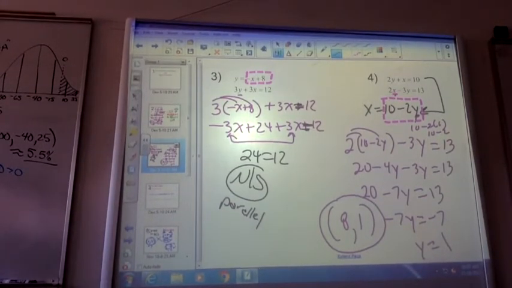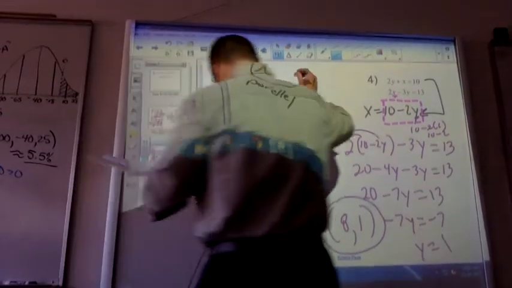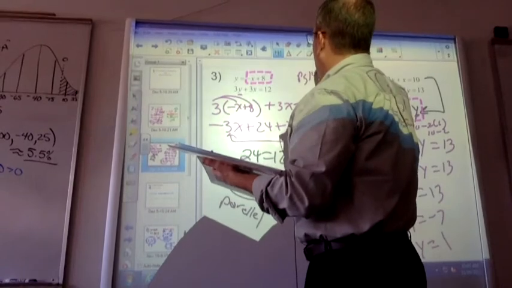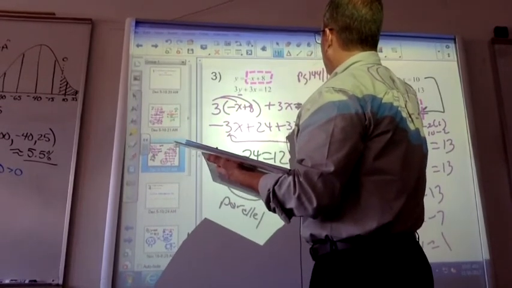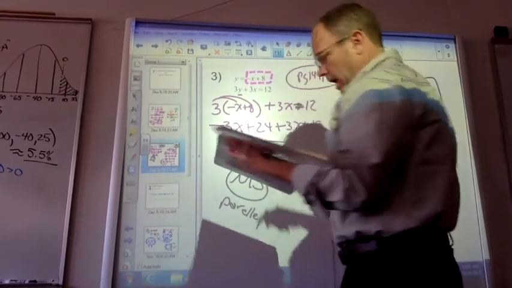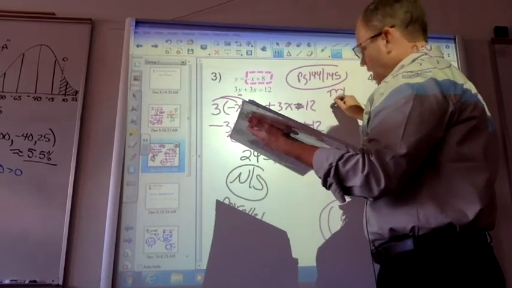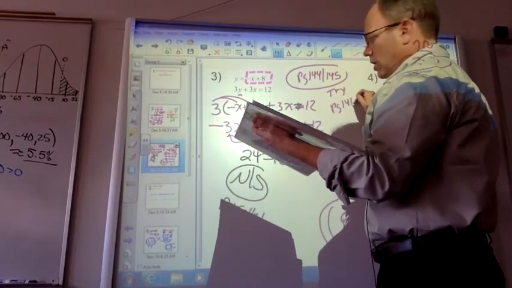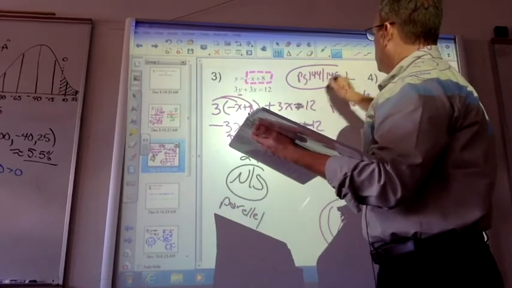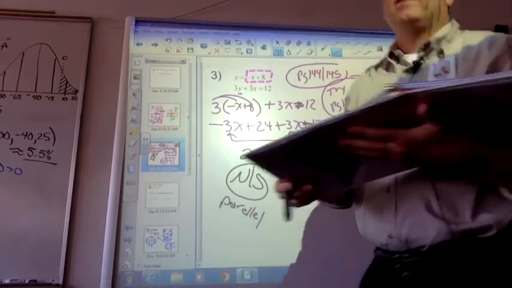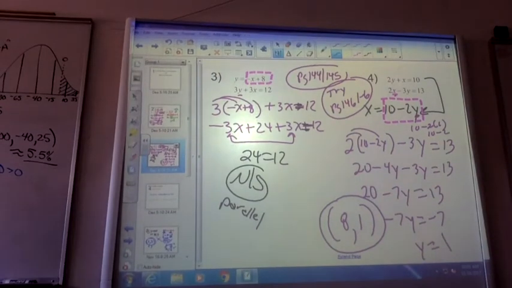All right, so this is my plan. I would like for you to get page 144 and 145 done for tomorrow. Okay? And I would like you to try page 146, just 1 through 6. That'll be for tomorrow. Gotcha?